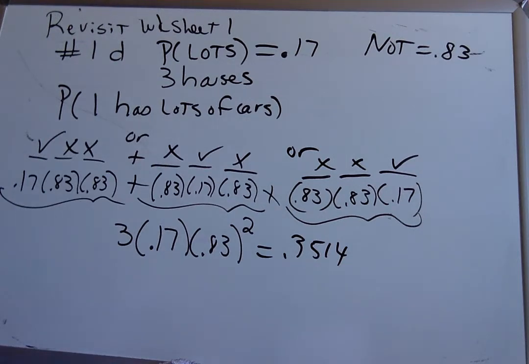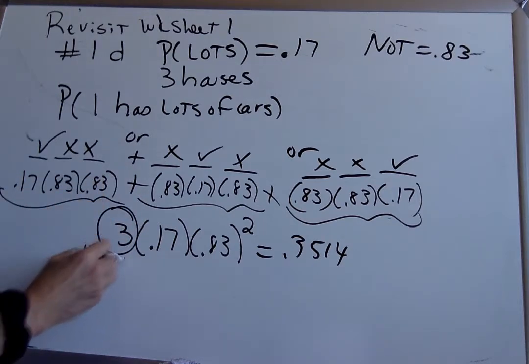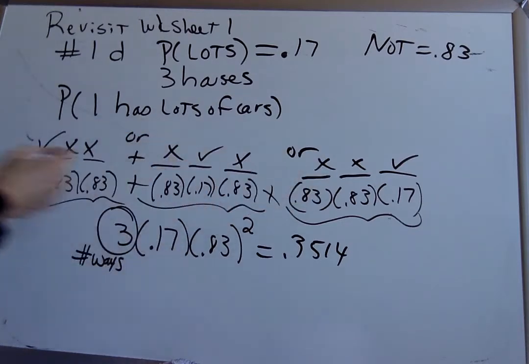But now we can do this a different way, because the idea is there are 3 houses and we need to figure out how many ways to pick one of those houses. One has lots of cars. That's a combination. See, because here's the thing. Look at this. This is how many ways. And we had to figure out there were 3 different scenarios happening, right?